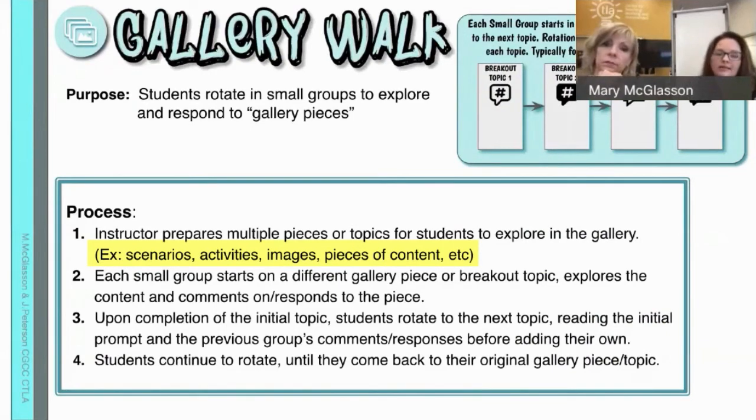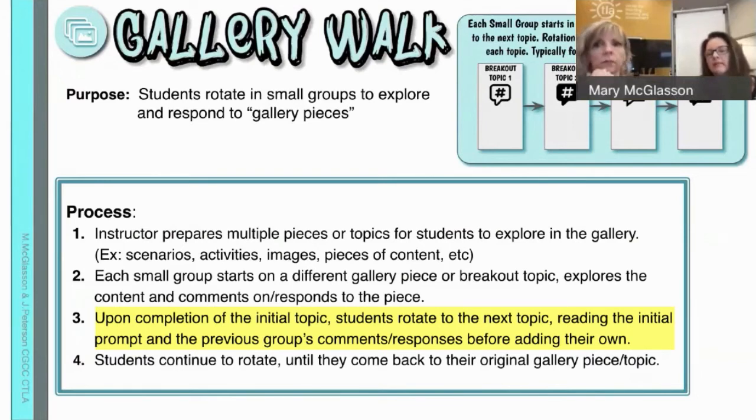You break up the content into different chunks or different gallery pieces. Then the students each start in a small group and they start on a different topic or a different gallery piece. They explore it and respond in whichever way you decide. It could be just a discussion post where they're each going to post responses or thoughts. And when they're done, they move on to the next piece and they rotate from piece to piece to piece. The beauty of this is each time you go to a new topic, you see the initial question and a previous group's brainstorming, and it builds and builds.